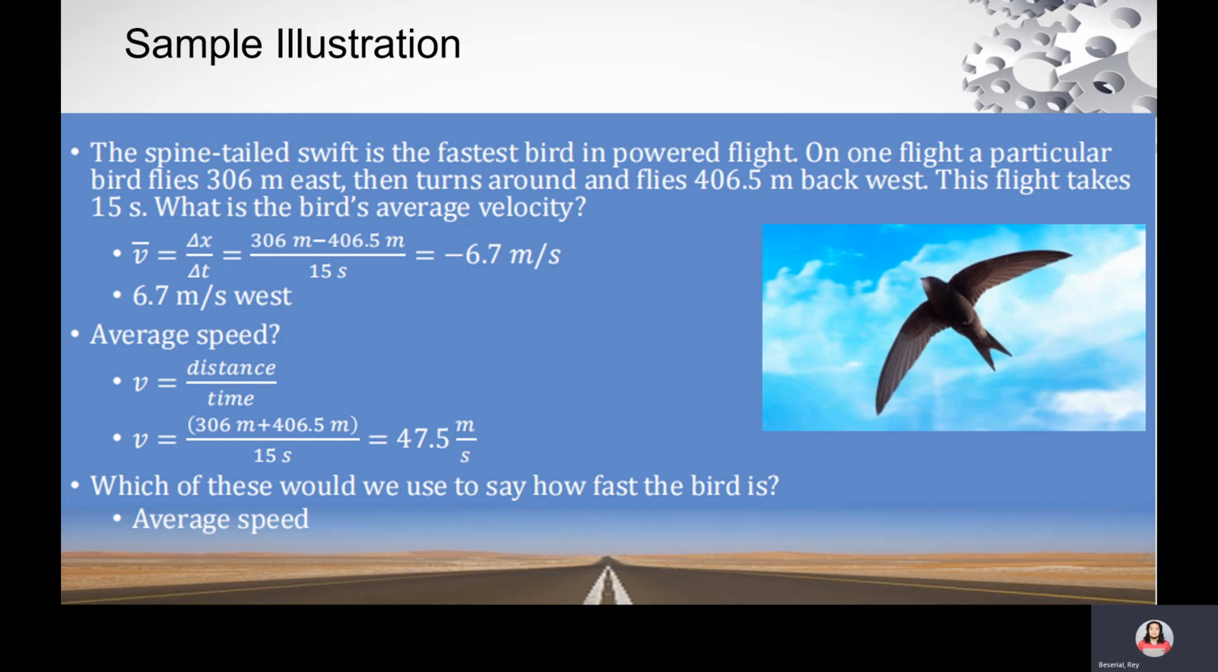So ito yung tamang statement. So 6.7 meter per second west. And then next yung ating average speed. So yung ating average speed, ang formula is distance over time, or yung ating total distance traveled over the delta t. So yung ating total distance, again, 306 meters plus 406.5 meters over yung ating time na 15 seconds. So meron tayong average speed na 47.5 meter per second.